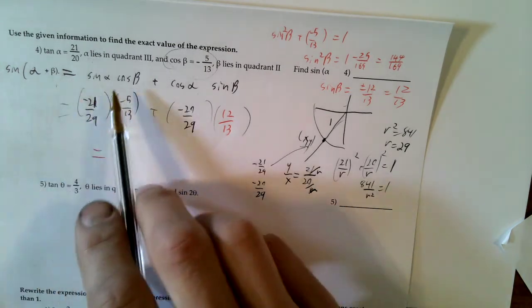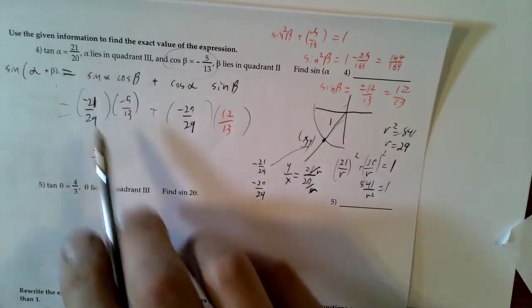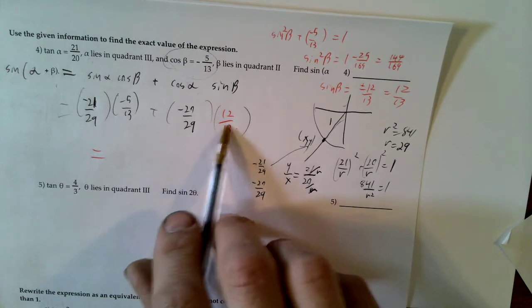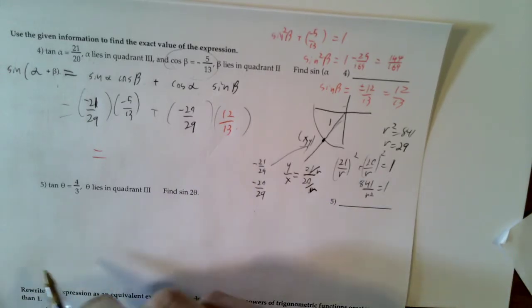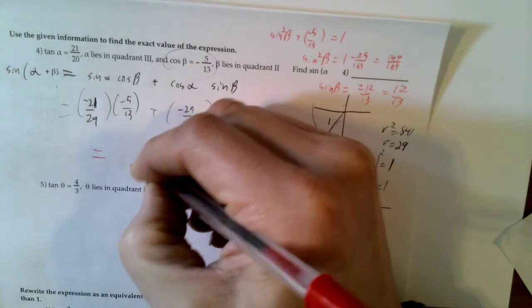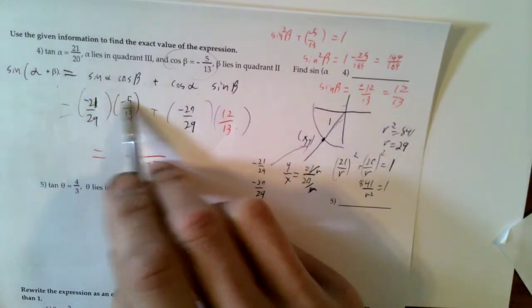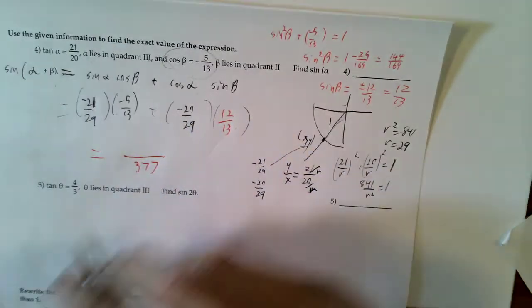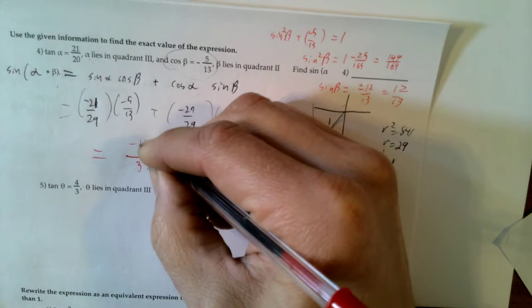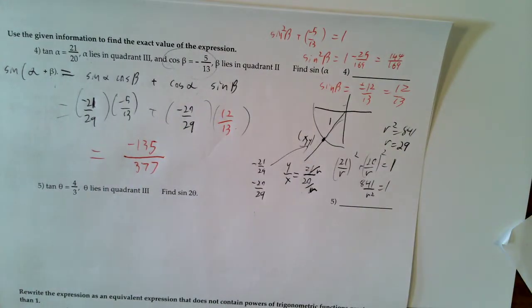Sine of alpha plus beta would have to be equal to this. You've already got a common denominator there of 29 times 13, which is, I think, 377. And this is 105 minus 240, so I got a negative 135 when you put those fractions together. That's the exact value of sine of alpha plus beta there.